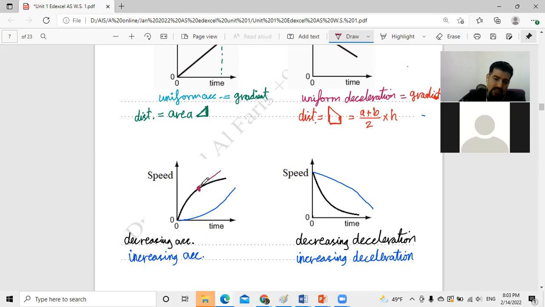Whenever I draw the tangent like this, I take the farthest points from this line on the graph, take the xy coordinates and find what? The gradient. That's how I can find the acceleration, by finding the gradient of the tangent.